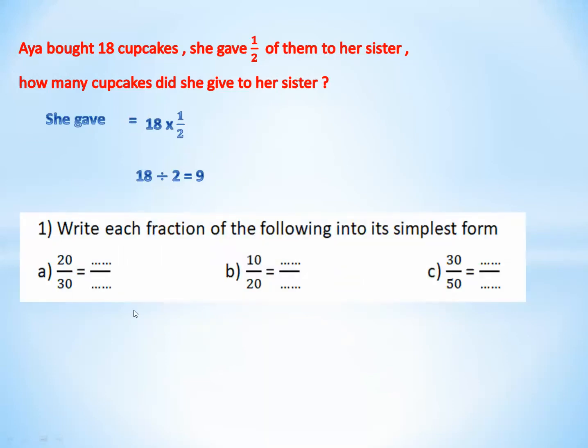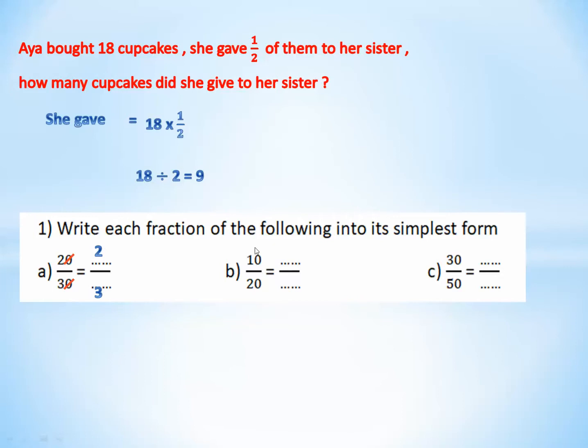Write each of the following fractions in the simplest form. Okay, here we have 20 over 30. If we have 0 as ones and 0 as ones, cancel 0 with 0. So the remainder is 2 over 3. It's like we divide both of them by 10. Why divided by 10? Because 20 and 30 are multiples of 10. So 0 cancelled with 0, it will be 2 over 3.